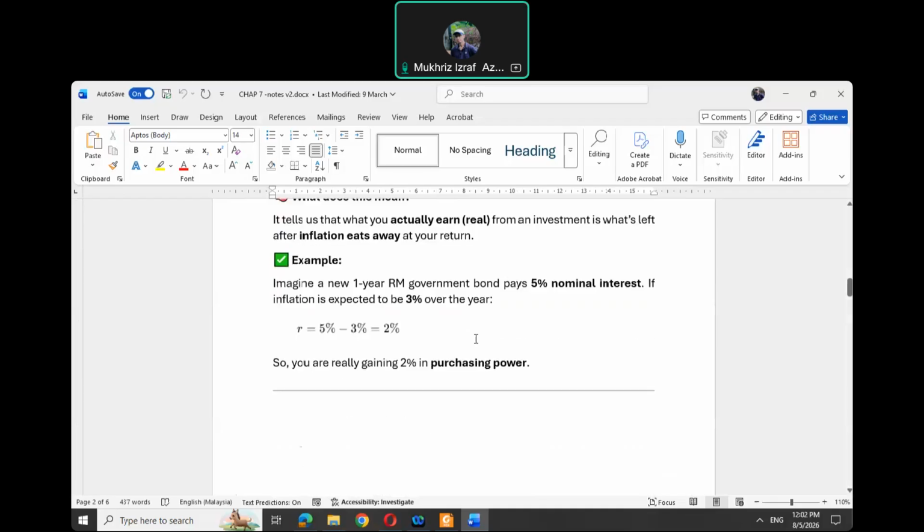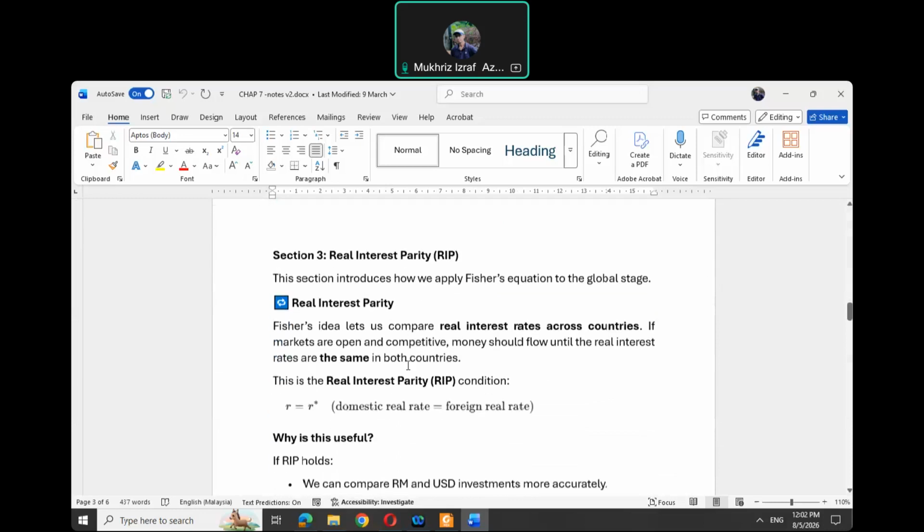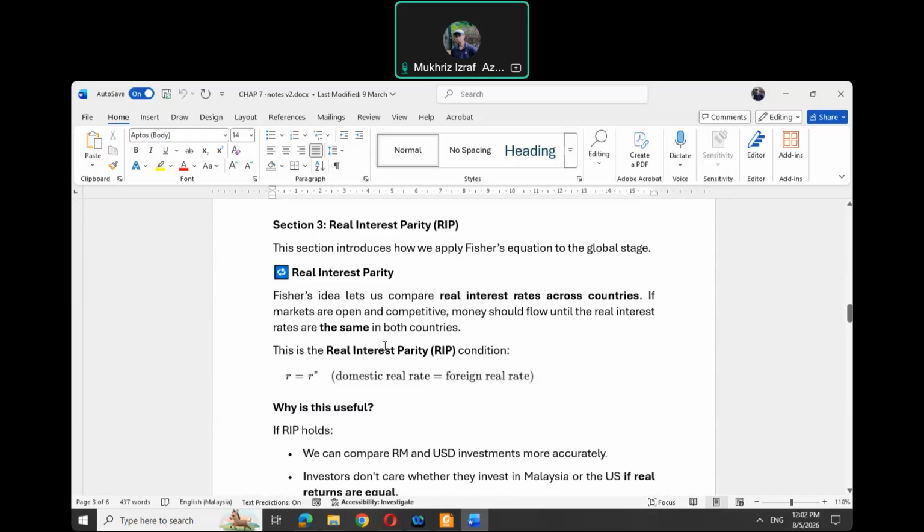So for example, a simple example: you buy a government bond for 1 year, and the government pays, let's say, 5% interest rate, and inflation is expected to be 3% in the next 1 year. So your real return is basically 2%, after you take into account the expected inflation. Okay, so the word parity means it must involve two countries, two countries' interest rates.